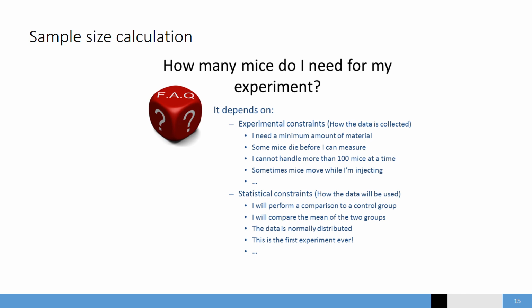So these are the constraints we will focus on, but there are also experimental constraints. For instance, you need a minimum amount of material to perform your experiment, or some animals die or disappear from the experiment for any reason before you can measure them, or you cannot handle more than, let's say, 100 mice at a time, or whatever number, it can be 10 or 5. Sometimes the mice move while you're injecting, and then the treatment is not applied in such a good way, so it is only partially effective. All these other experimental constraints you know better than I do, and they can be taken into account in the statistical design, somehow indirectly. We will see later how.